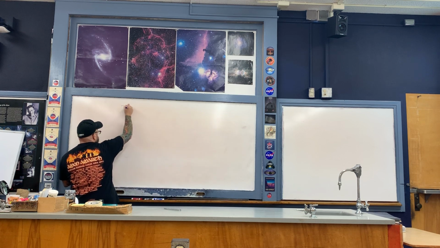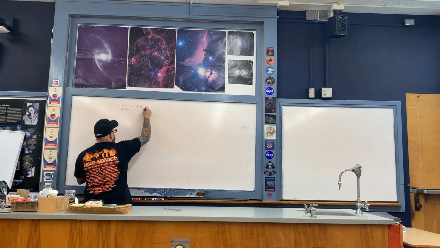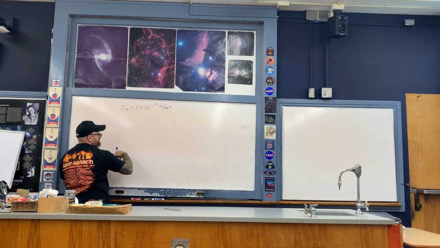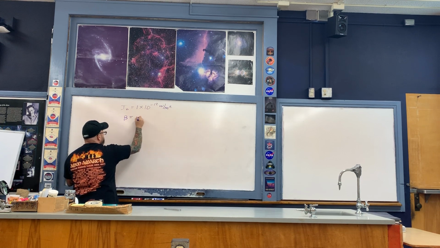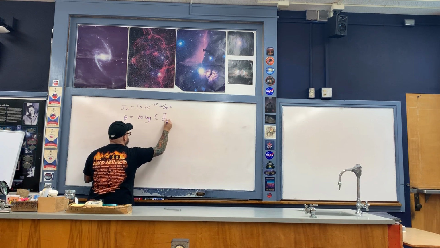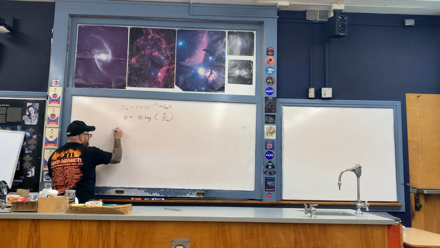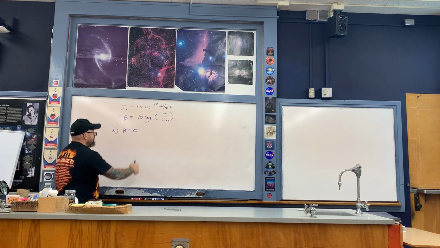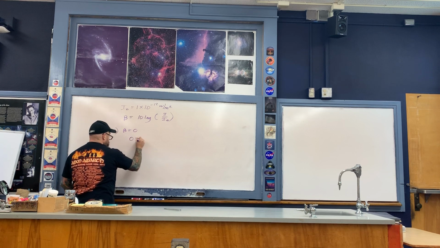Okay, so let's go ahead and take a look at that problem. First of all, I naught, once again, is 1 times 10 to the minus 12 watts per meter squared, and then here's the scale itself. Okay, now in part A of the problem, we're just simply setting the amount of decibels here equal to 0. So that's here on the left-hand side.